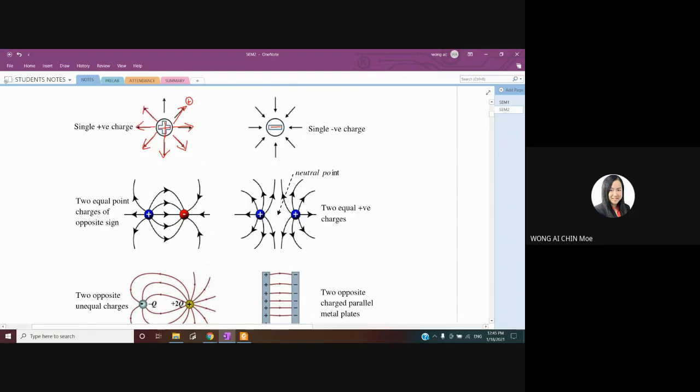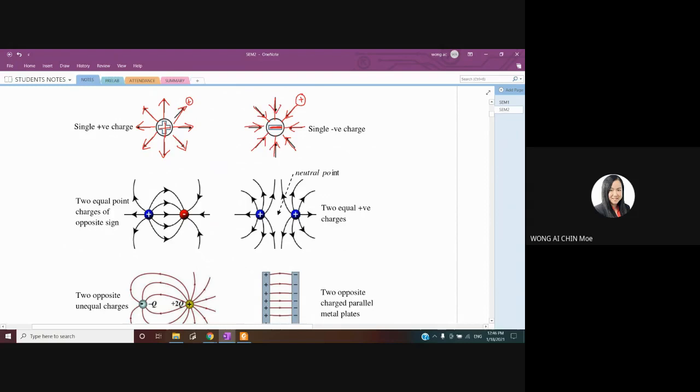If this point charge is a negative point charge, and we put a positive test charge around, what happens is your electric field line will act inward. Meaning that it is pulling the positive test charge inward, near to the point charge. So your electric field line for a negative point charge is acting inward.